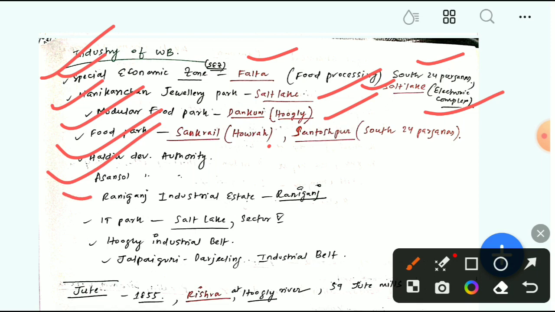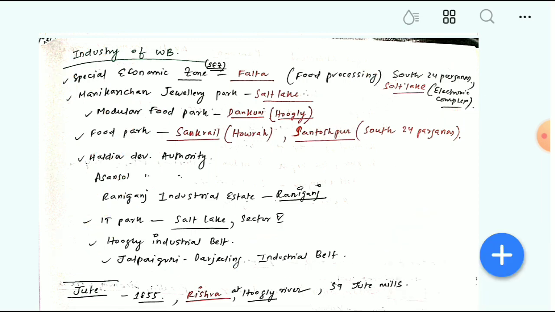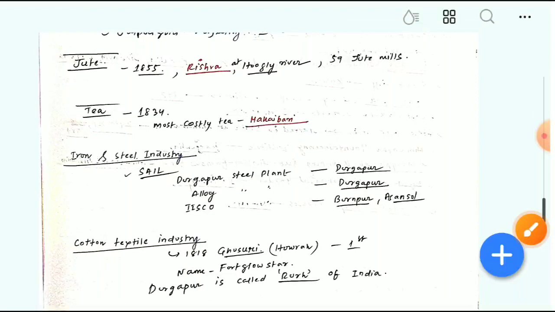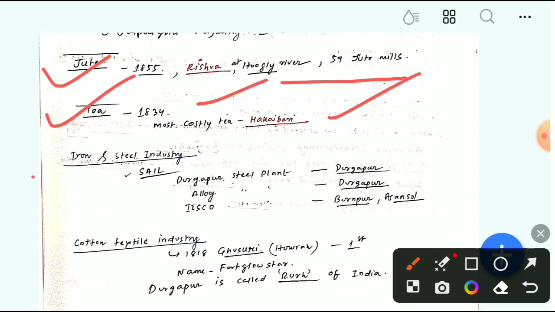Haldia Development Authority, Asansol. Raniganj Industrial Estate, Raniganj. IT Park, Salt Lake Sector 5. Hooghly Industrial Belt. Jalpaiguri Darjeeling Industrial Belt. Next is jute. First it was formed in 1855 at Rishra on the Hooghly River. Tea 1834. Most costly is Makaibari, that is in Darjeeling.